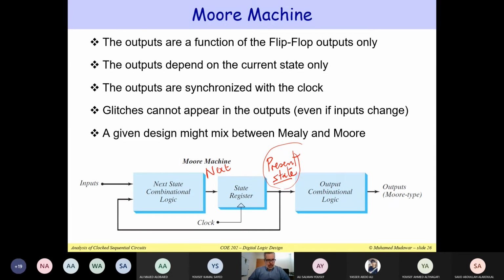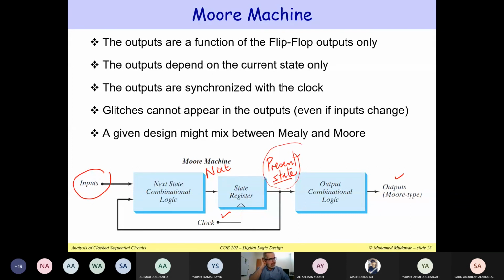And because it does not depend on the inputs, we say that the present state is synchronized with the clock. We change the state with the edge of the clock. And when we change the state, we change the output. So the outputs also are synchronized with the clock because they depend only on the present state and they do not depend on the inputs. So glitches cannot appear in the case of a Moore machine. Okay, even if the inputs are changing, this does not really affect the outputs. So within a given clock cycle, if the inputs are changing, the outputs will not really change because the outputs do not depend on the inputs.